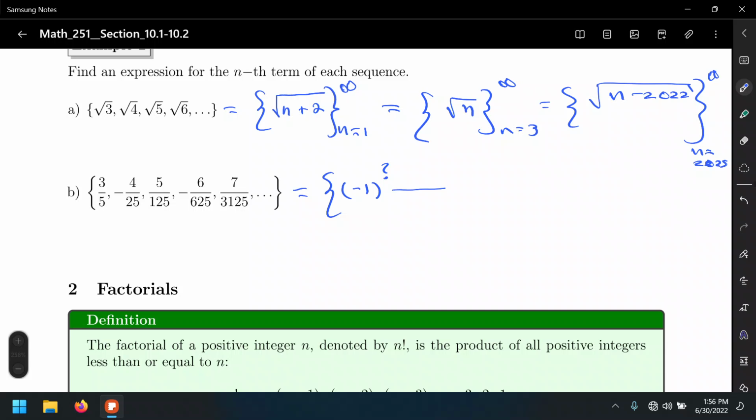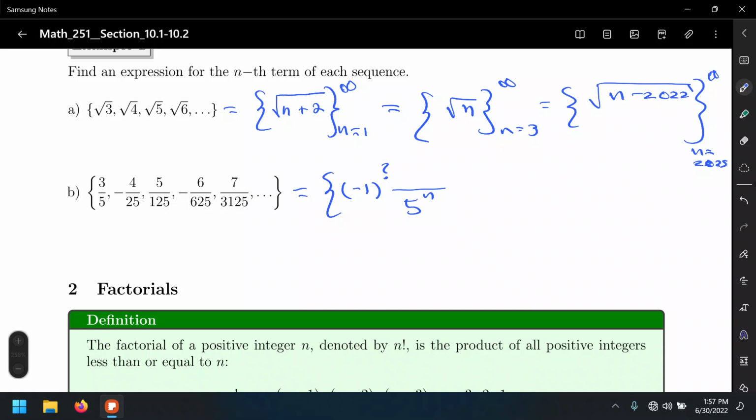Denominator times 5. The denominator is 5, and then 25, which looks like 5 times 5, and then 125, which looks like 5 times 5 times 5. That is powers of 5. All right, so 5 to the n power. I'm going to call it 5 to the n power.